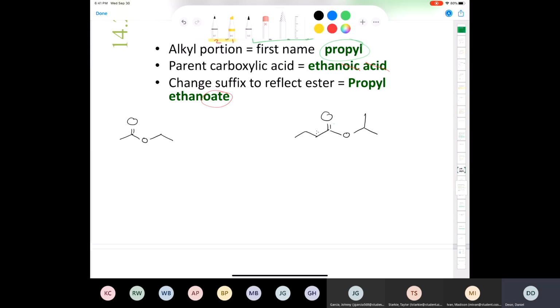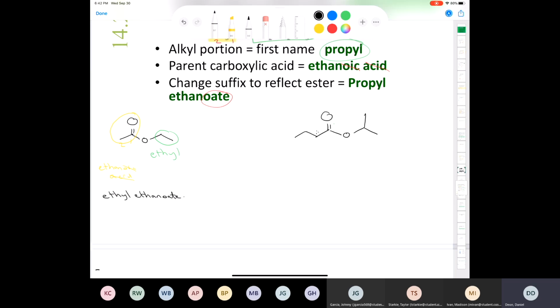All right, I get some names here. Let's take a look at the first one. Here is our alkyl group right here, right? Because this is the single bond. So that is an ethyl. If we look at this part of the molecule here, we have 1, 2 carbons. So that would be ethanoic acid. We drop the oic acid and we end up with ethyl ethanoate, like that. So good, Johnny, you were right.